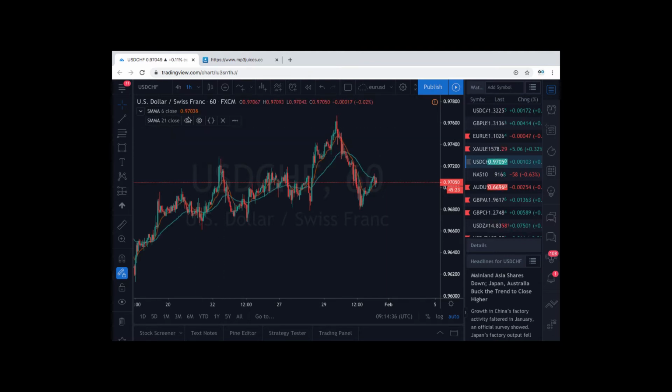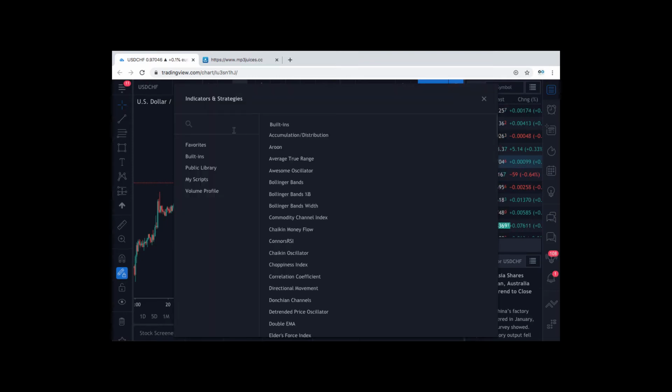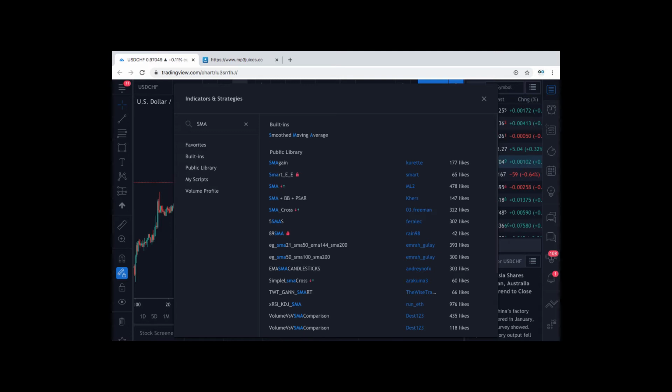So now, if you guys want me to show you how I add them, I'll remove these indicators so I can add them manually for you guys. So here you just go to the indicators like I showed you, right? And you type in SMA. We're going to be using the simple moving average.